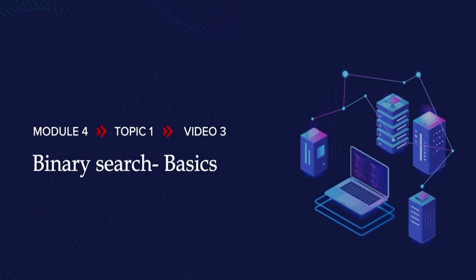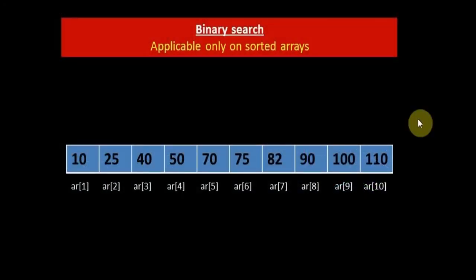In this lecture, I am going to talk about binary search. Binary search is considered to be much faster than the linear search. There is a reason behind it. I would explain it in a bit, but before that, you should always remember that binary search is applicable only on sorted arrays. Only on sorted arrays. Either your array should be in ascending order or it should be in descending order.